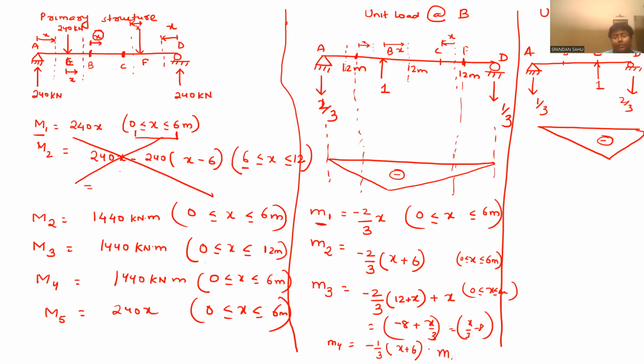Now M5. For M5 you have taken x from this side, so you will take x from this side again. It will be minus 1/3 into x.